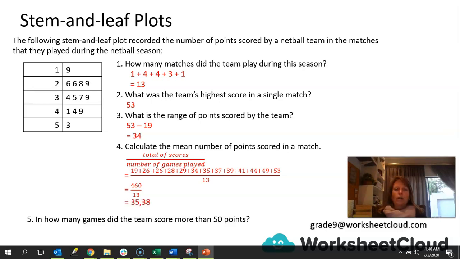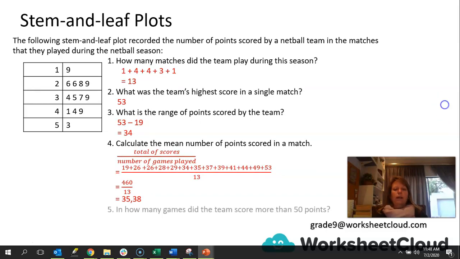Now we know that you can't score 0.38 of a goal in a netball match, but this is just an average. If you were to take all the points and allocate them evenly across the 13 games, it would give you 35,38 points. Add that up, or times that by 13, you're going to get back to your 460 points in the whole season.